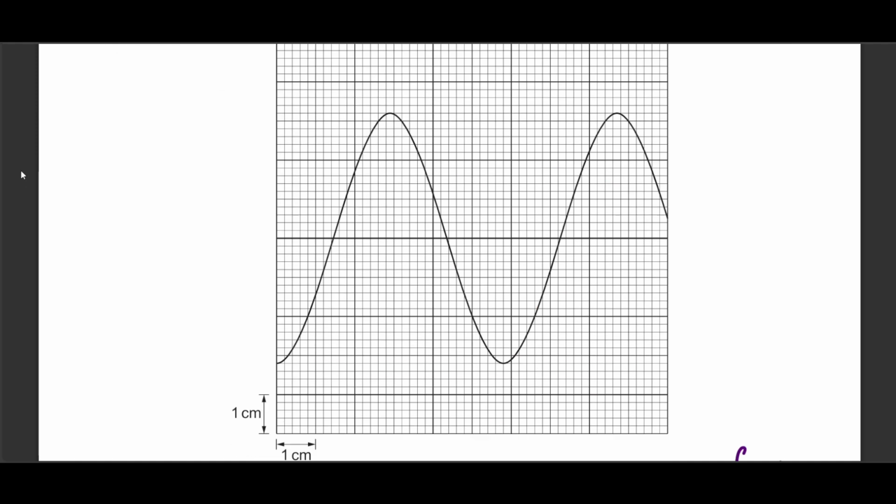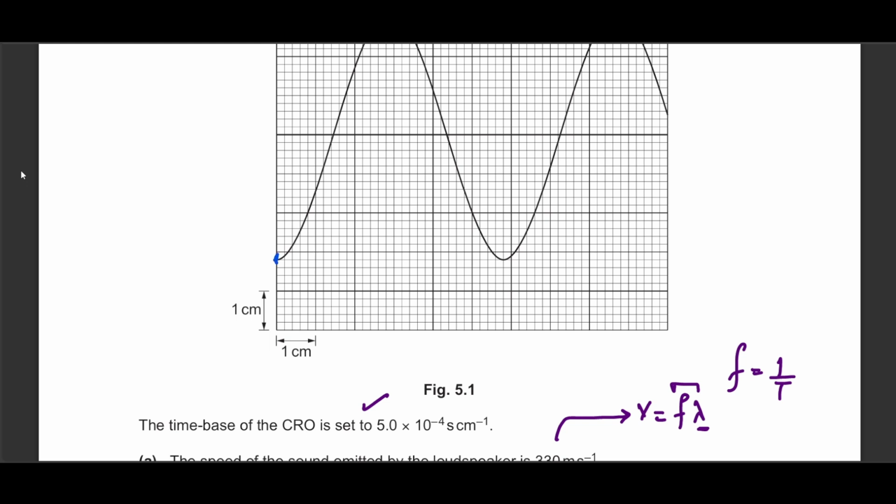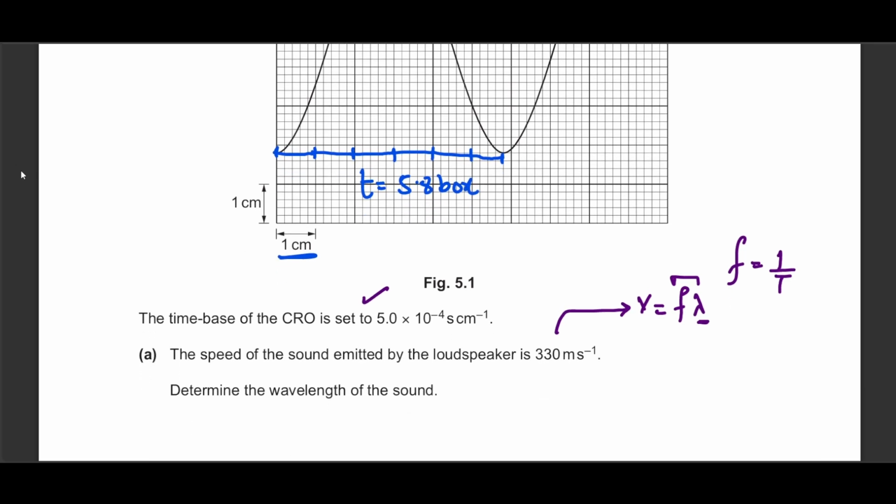What I have done is I'm starting from this point. So this is 1 centimeter, 2, 3, 4, 5, because it is mentioned, and then to this point, this looks like 5.8. So the time base over here is 5.8, not seconds, but boxes, or divisions. He says that the time on the CRO is represented by this. So each box represents 5 into 10 raised to the power minus 4. If each box represents that, then the total time can be calculated as 5.8 multiplied by 5 into 10 raised to the power minus 4.